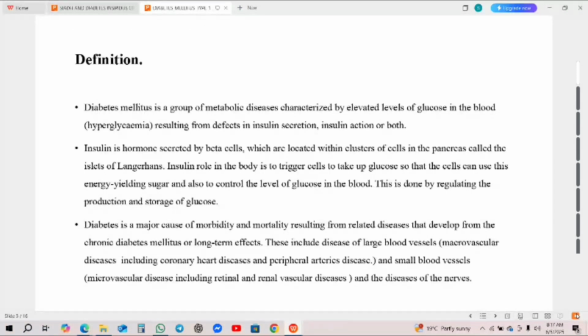So up to there, we have defined what diabetes mellitus is. We have just seen its cause: insufficient insulin production, or the adipose tissue and the muscles becoming resistant to the produced insulin. Now we can move on and look at the mechanism of diabetes mellitus.